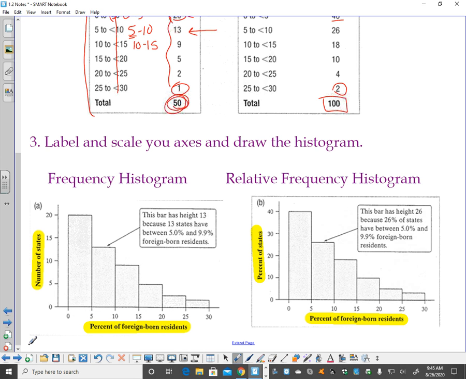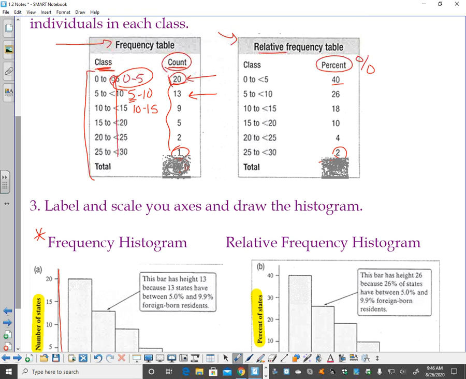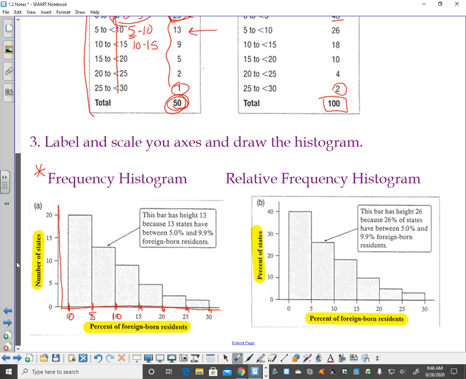Okay, so I'm going to label and scale your axis and draw the histogram. Okay, so first let's look at the frequency histogram. Do not look at the relative frequency. Let's just look right here. Okay, so I'm going to have an X and Y axis. I'm going to start at 0, and these are my classes, 0, 5, 10, 15, 20, 25 to 30. And then I'm going to put little tick marks. And then I go look at my 0 to 5 class, and I can see that I need to go up to 20. I can also see that 20 is my highest number. So the scale on my side, I know can go all the way up to 20.